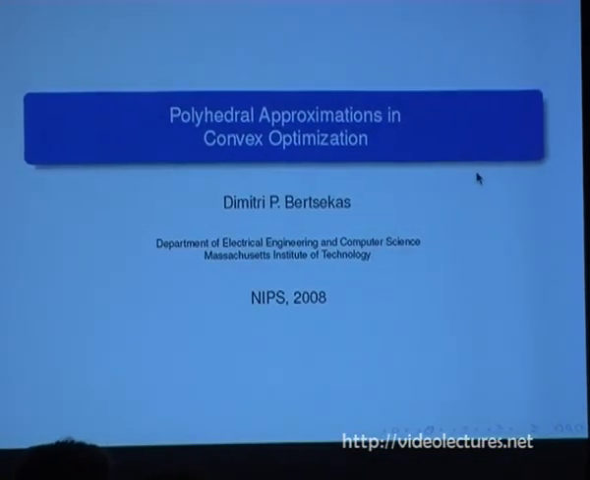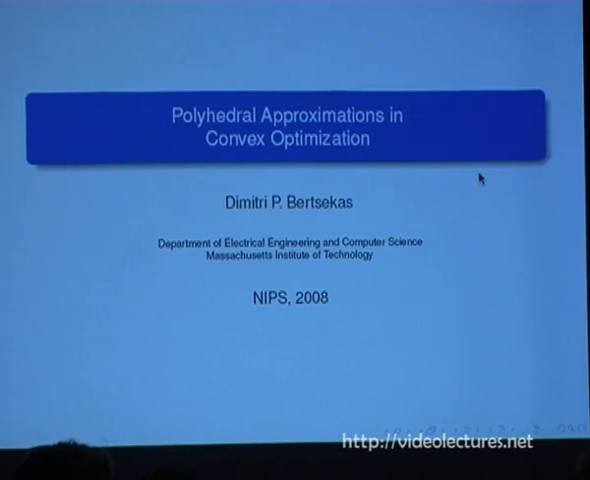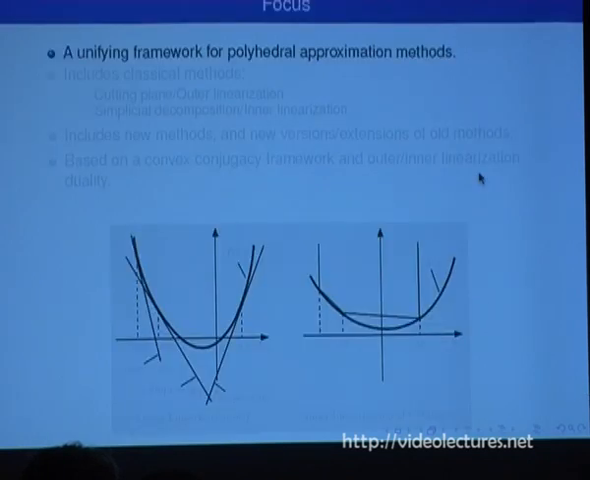I'd like to talk about recent work on polyhedral approximations in convex optimization, where basically we have a perhaps difficult optimization problem, and we make polyhedral approximations, piecewise linear approximations to some of the cost functions or some of the constraints, so as to get an easier problem. And then after we get the solution of the easier problem, we refine the approximation, and in the end, we converge to the solution.